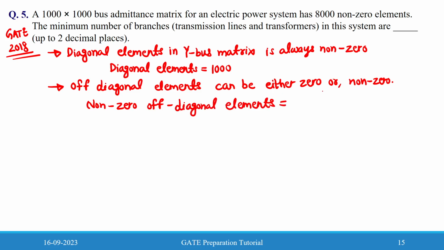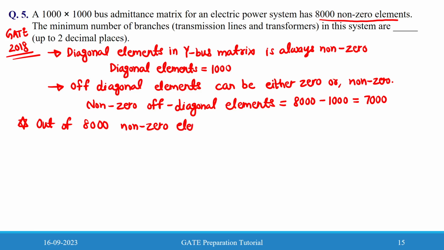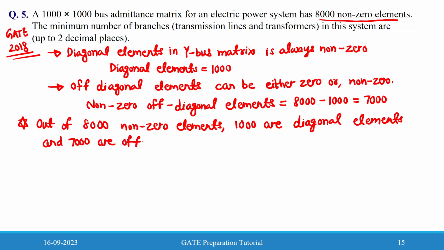will be, anyone can tell? How much? 8000 are non-zero elements. So we have to write down the diagonal elements as 1000. So for off diagonal elements, it will be 7000. Correct? I think it is clear. So you can write like this also. Out of 8000 non-zero elements, 1000 are diagonal elements and 7000 are off diagonal elements.